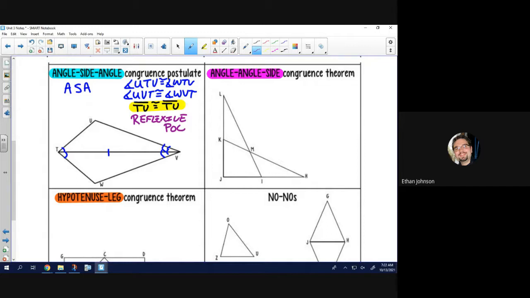Now, our next type of congruency is called angle-angle side, or AAS. This one also has two angles that are congruent, but the side that's congruent is not between our two angles that are congruent. Now, these two triangles are kind of hard to see, so I want to just redraw them off to the side. So we have triangle LJH. We have triangle KJH. The H on the first one is a mistake on my part. It's supposed to be an I.